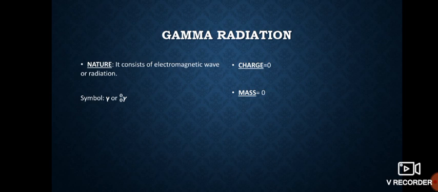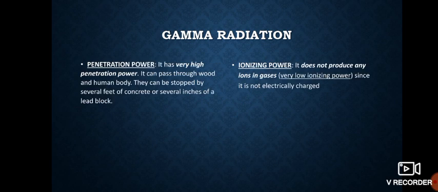We'll look at the last type of radiation, gamma radiation. Gamma radiation consists of electromagnetic waves. We use the Greek symbol gamma to represent gamma radiation. It has zero charge and zero mass. Gamma radiation has very high penetration power. It can pass through wood or the human body. If you want to stop gamma radiation, you use a lead block or several inches of concrete.